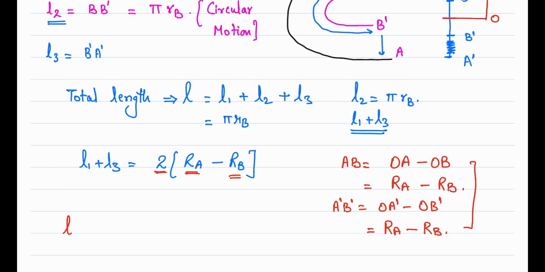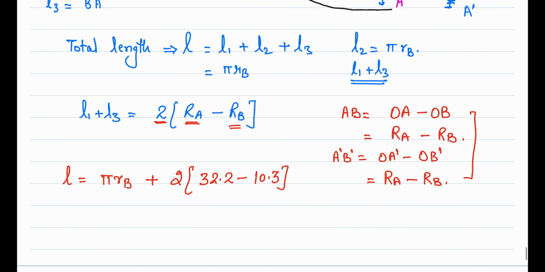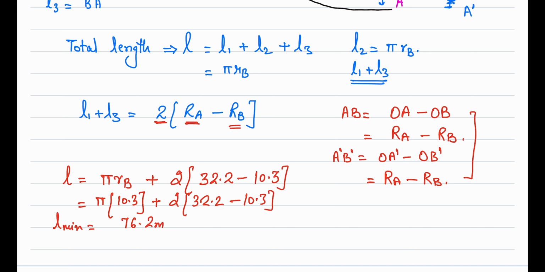Okay, now solve it. So what is the total length? Pi times of RB plus 2 times of radius of A minus radius of B. What is radius of A? 32.2 minus, what is the radius of B? 10.3. Okay, solve this. So place all the values. Pi times, what is RB? 10.3 plus 2 times of 32.2 minus 10.3. Solve this. What is the minimum length? So the minimum length is 76.2 meter. Do you understand?